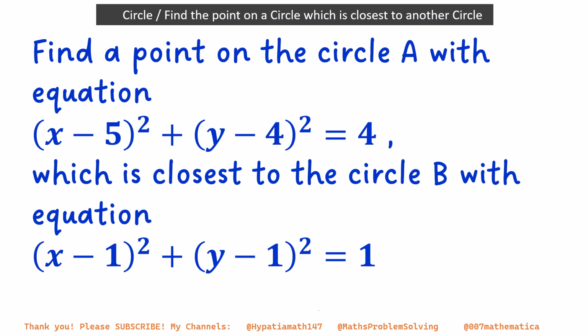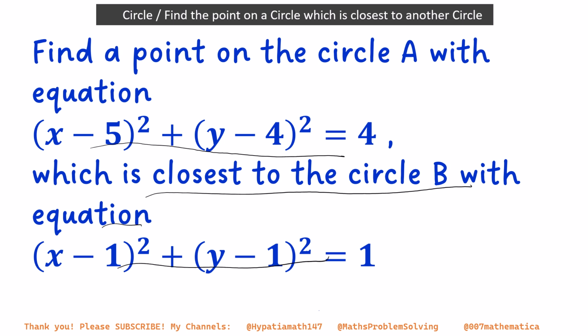Find a point on the circle A with equation this, which is closest to the circle B with equation this. So if we are given two circles, and we need to find a point on this circle. So we have here, say this is A and this is B. We need to find a point which is closest. Obviously the point closest would lie on the line joining the centers of the two circles. So it would be this point.